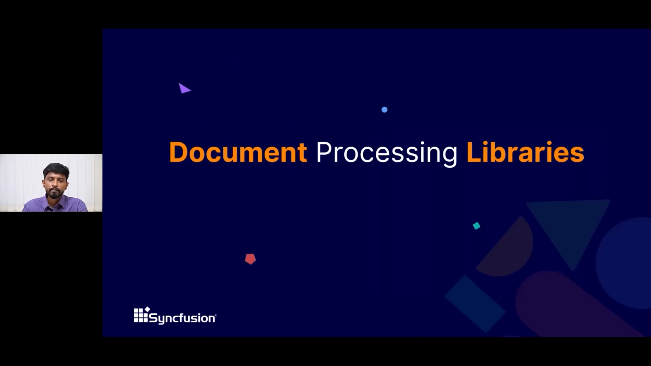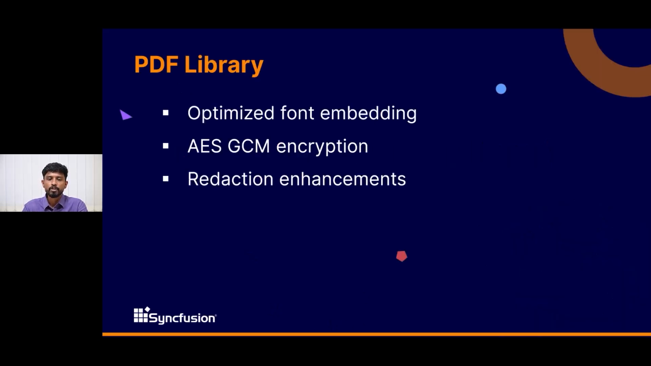Okay, with that we have completed what's new in Blazor. Let's move on to the document processing libraries. First is the PDF library, where we have optimized font embedding, which is smarter font subset embedding during PDF to PDF-A conversion. Then we have AES GCM encryption, where modern encryption for enhanced document security has been introduced. With respect to redaction enhancements, we can customize fill colors for redaction marks and content areas.